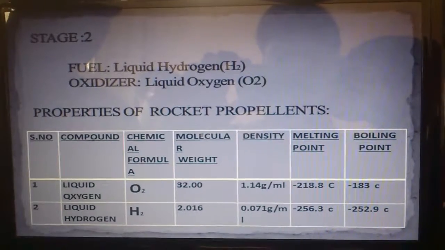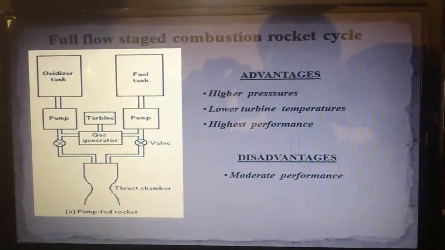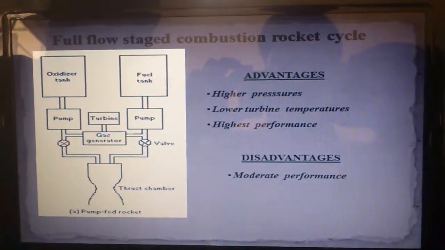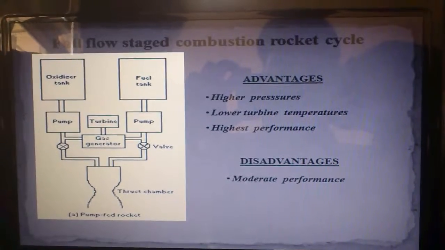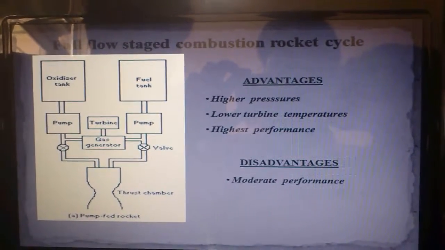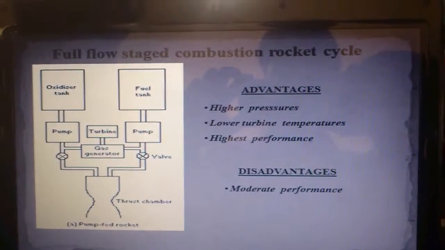And this is for the second stage properties, and this is the third stage, and this is the fourth stage. And this picture clearly shows the combustion taking place. And these are the advantages: higher pressure, lower turbine temperature, higher performance, and the disadvantage is moderate performance.